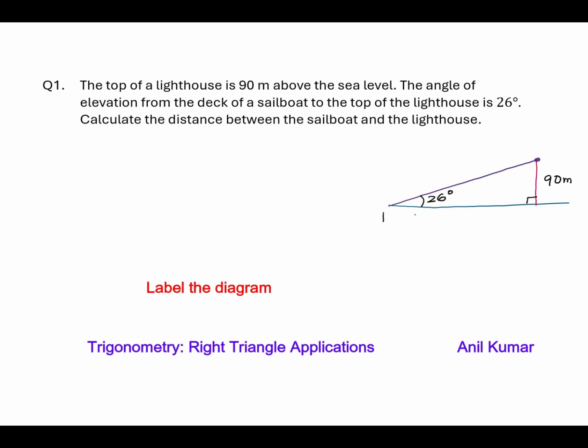So let's say this is the boat for us, right? So this is the top of lighthouse. We need to calculate the distance between the sailboat and the lighthouse. So let this distance be x. So that is what we need to calculate. Perfect. So now our sketch matches the description. We have a right angle triangle. So we can see that we have a triangle which is BLT in this case, which is a right triangle.